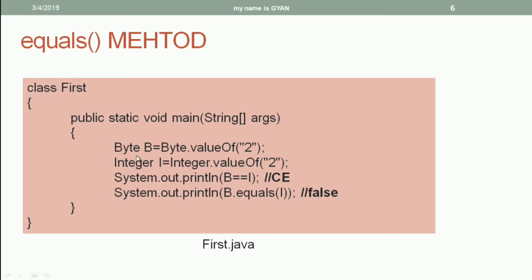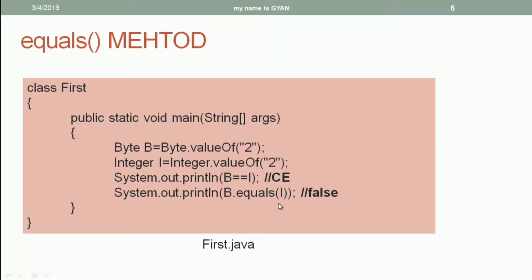We cannot compare a reference variable of one class with a reference variable of another class. This is a compile time error. And if we call the equals method by using the reference variable b with I as its argument, then the equals method will return false. And the same is true when we call the method equals by using the reference variable I and use the reference variable b as its argument.